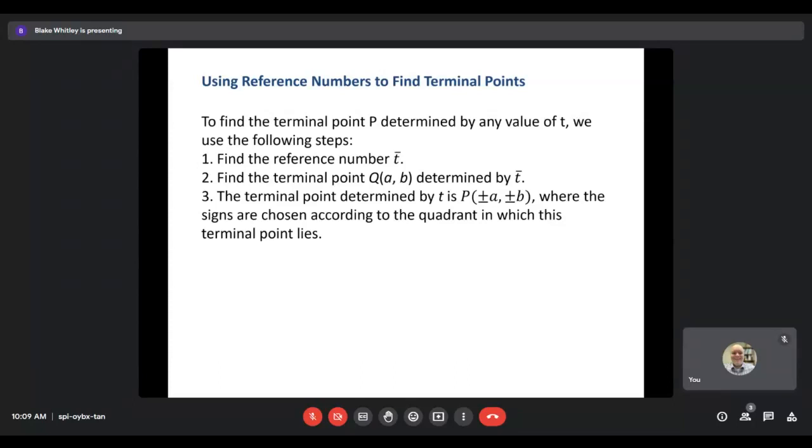We can then identify what's the ordered pair there. Then our terminal point for t is just going to be that same ordered pair, but maybe with a positive or negative value for your x's and y's, depending on the quadrant that you're in. So we just identify the quadrant, figure out if x and y are going to be positive or negative, and we adjust the point from the first quadrant accordingly.